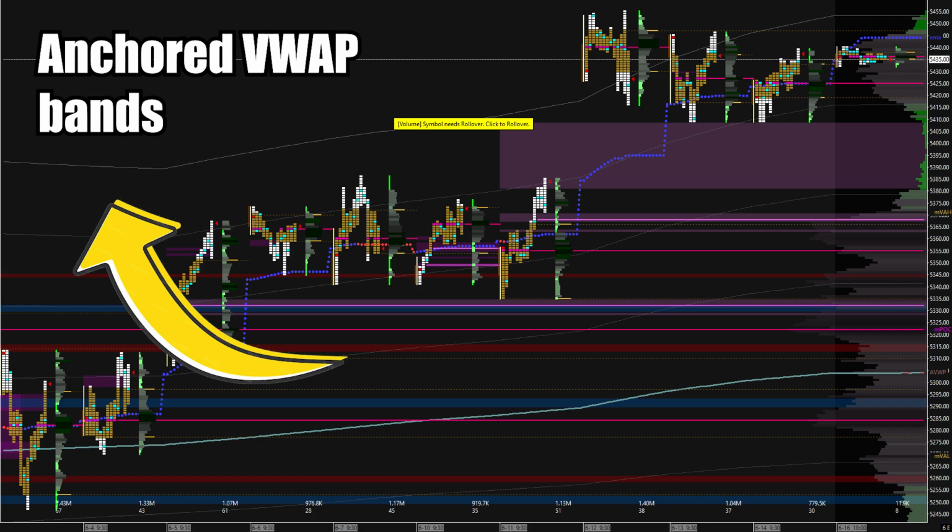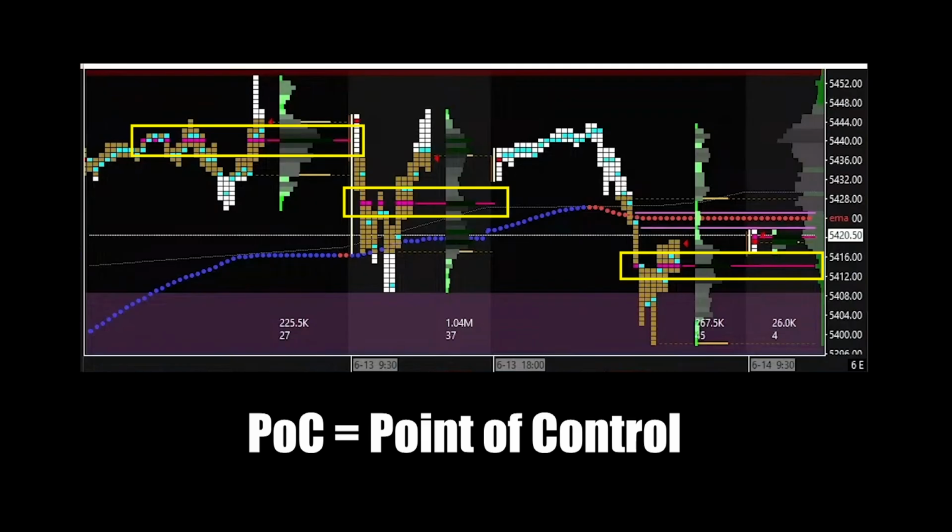The dashed gray lines are standard deviation extensions of the anchored VWAP, which is a volume-weighted average of the higher time frame. I usually configure this to begin at some trend day, or when a contract rollover occurs, or on a news event. The dark pink blocks and lines that you see on each day are the point of control, or the point at which the most amount of volume has transacted.